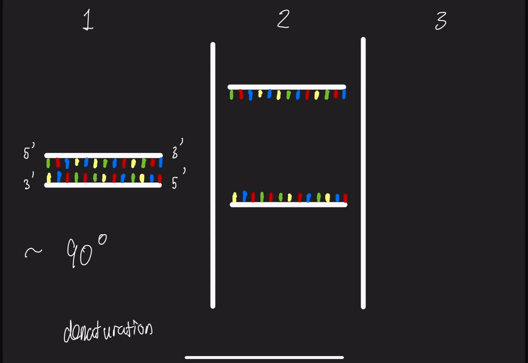The high temperature causes the breakage of the hydrogen bonds holding the base pairs between the DNA together, and this allows the two strands to separate. Now, as you can see by the way I've drawn this, there are 3 stages, so remember the first stage is denaturation. It's going to be an important part of your answer when you talk about PCR.